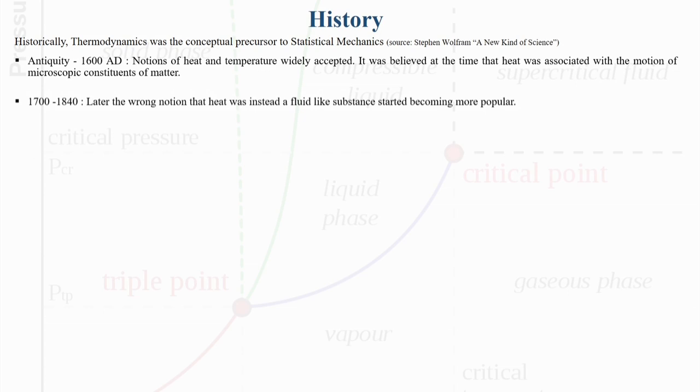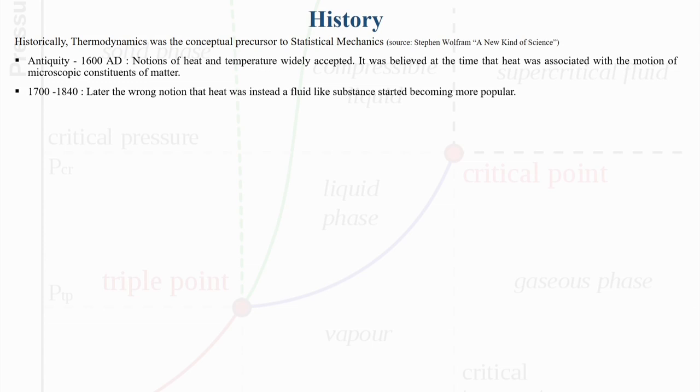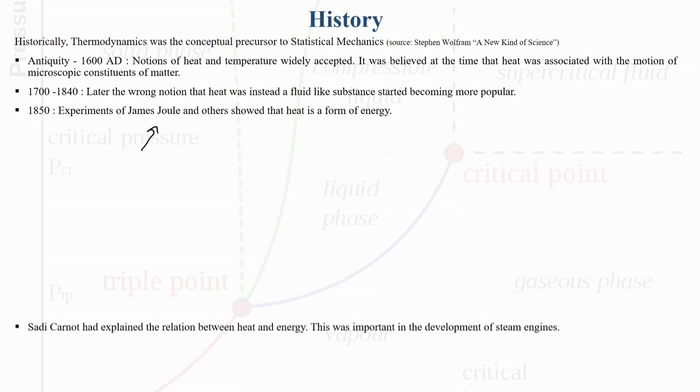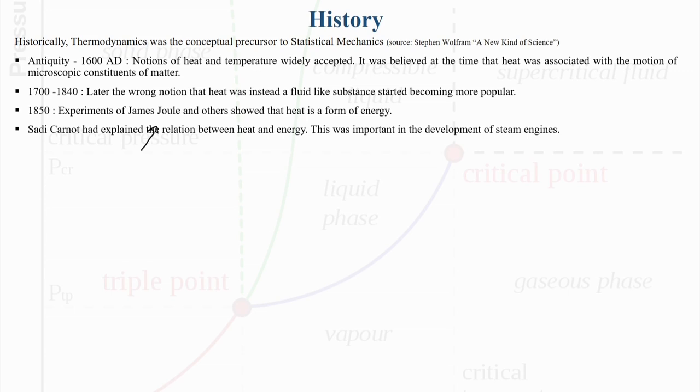However, unfortunately, later on the wrong idea that heat was some kind of a fluid in motion for some reason became popular. So, you see this is an example of history going in the wrong direction, the subject takes a wrong turn and then finally, it comes back to the right turn when experiments decide which is the correct point of view. So, for instance, the experiments performed by James Joule in 1850 showed that heat is actually a form of energy. So, later on Sadi Carnot had explained the relation between heat and energy in his famous treatises, and this was important in the development of steam engines during the industrial revolution.